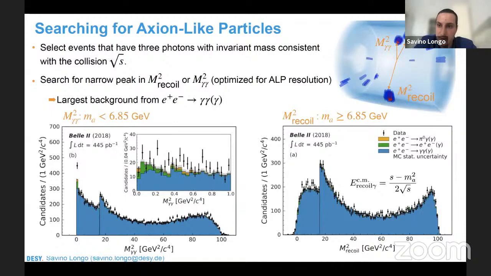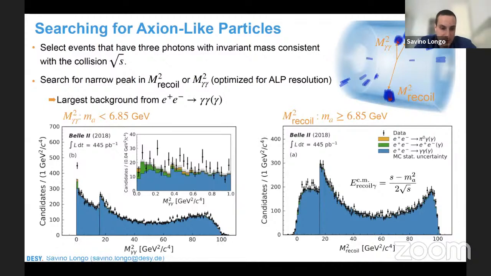And this actually gives us 2 ways we could search for an ALP signal. We can look into the invariant mass of the 2 photons coming from the ALP decay. This should peak at the ALP mass. We can also look at the recoil mass of the photon recoiling against the ALP, and this also should peak at the ALP mass. And in this search, we actually used both these methods, depending on which one was optimized based on the ALP resolution.